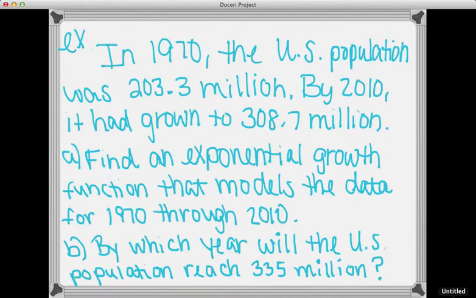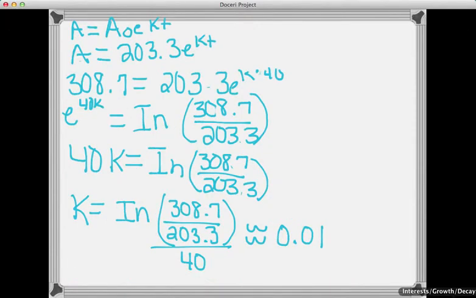In 1970, the U.S. population was 203.3 million. By 2010, it had grown to 308.7 million. So the first question: find an exponential growth function that models the data for 1970 through 2010. Second question: by which year will the U.S. population reach 335 million? Okay, to solve this problem, you're going to use the growth or decay formula.